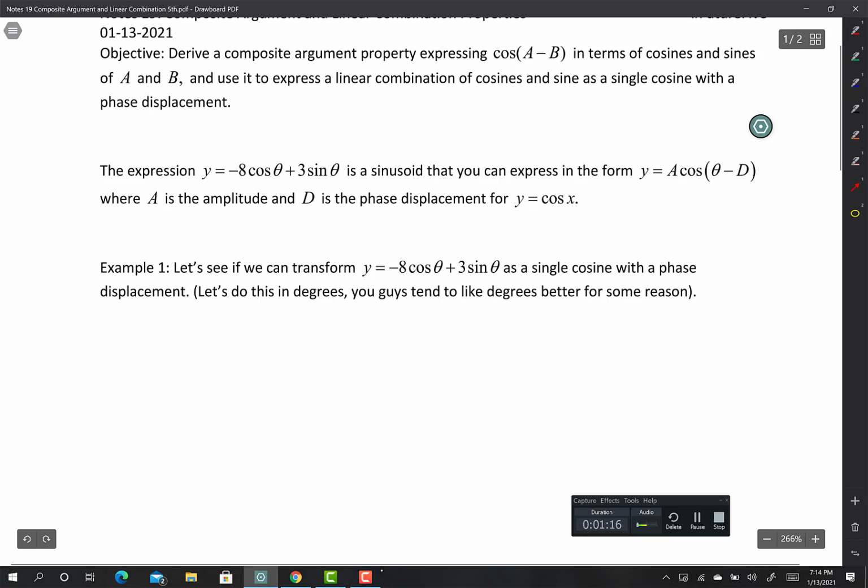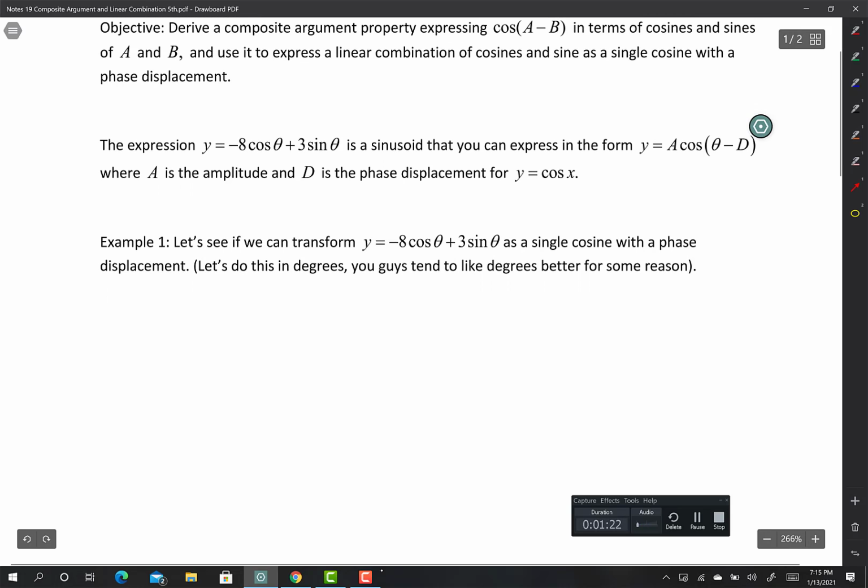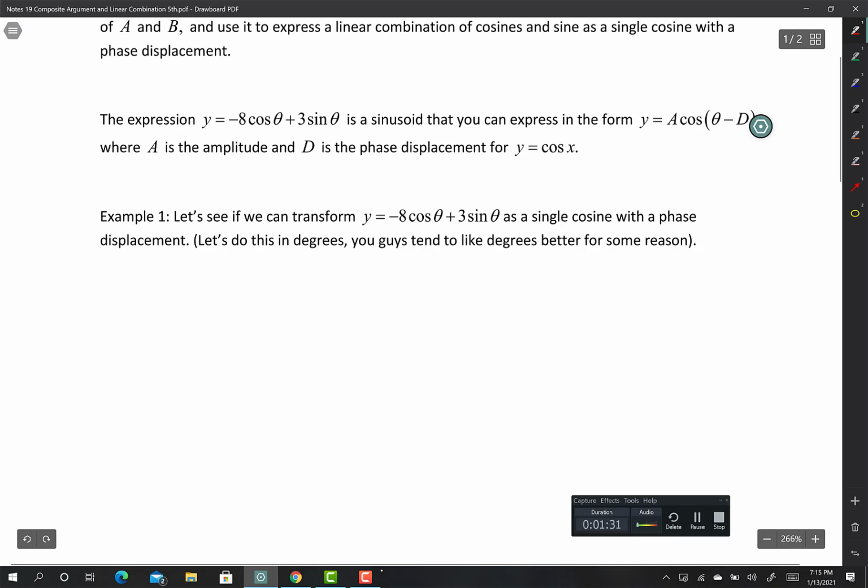It says, let's see if we can transform y equals -8 cosine theta plus 3 sine theta into a single cosine with a phase displacement. So we're going to take this linear combination and create one single cosine with a shift, moving left or right. What you do is you take that -8 in front of the cosine, and that's going to affect your x coordinate. So I'm going to draw an xy grid, and I'm going to call that a horizontal displacement.